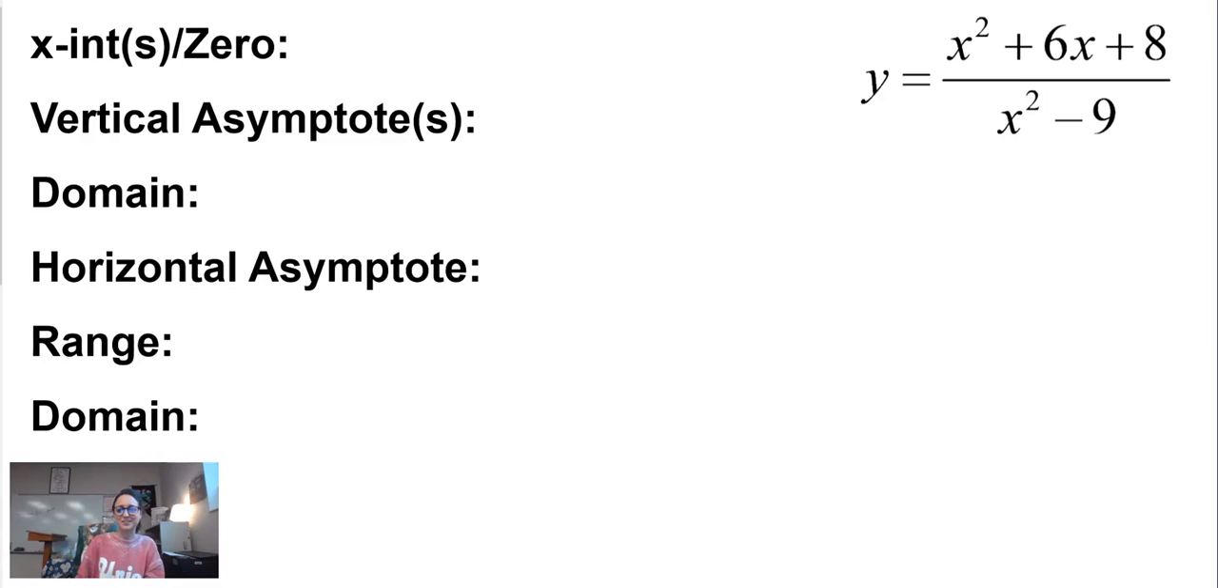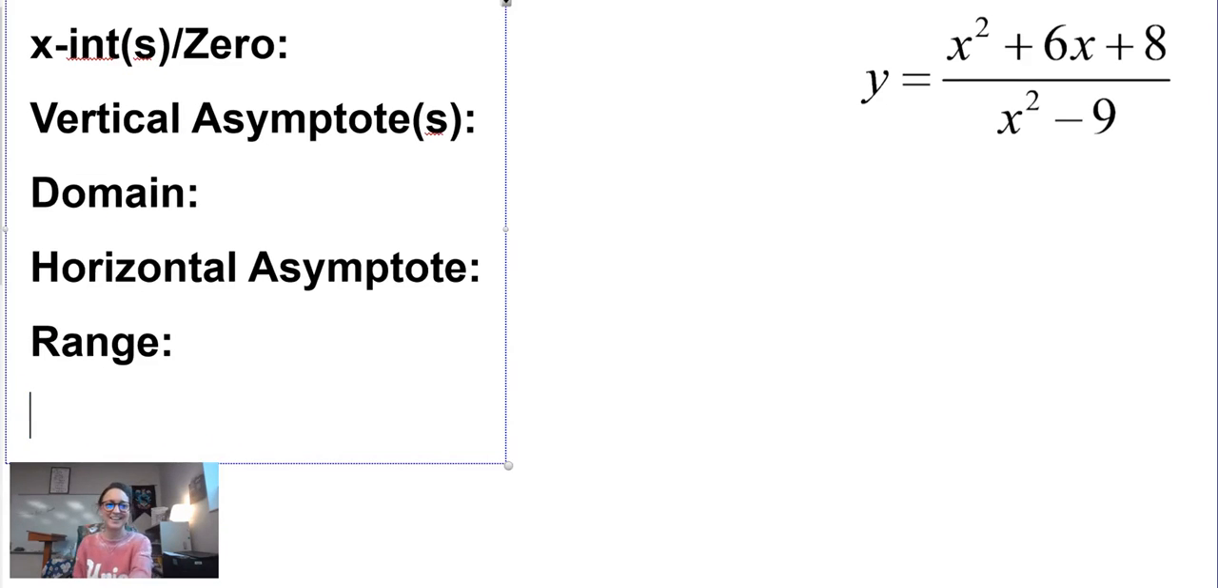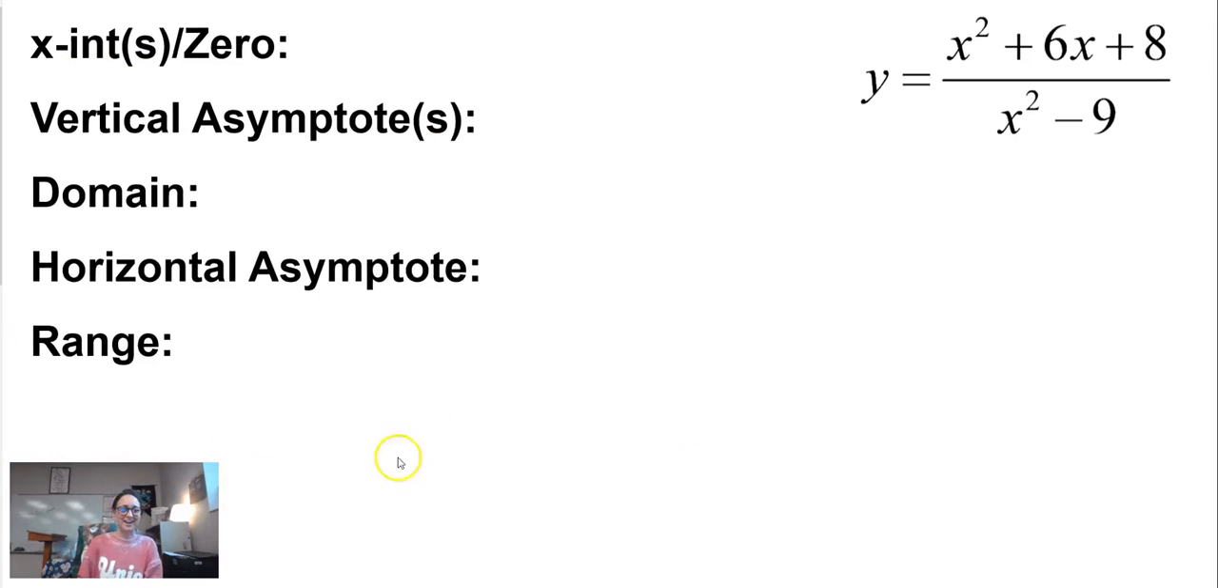All right, I'm going to force a pause on your screen. Can you go ahead and go to Desmos and graph this rational function for me, and then answer, we've got domain on there twice. Go ahead and answer these 5 aspects for me. Hit continue when you're ready to check your answer.